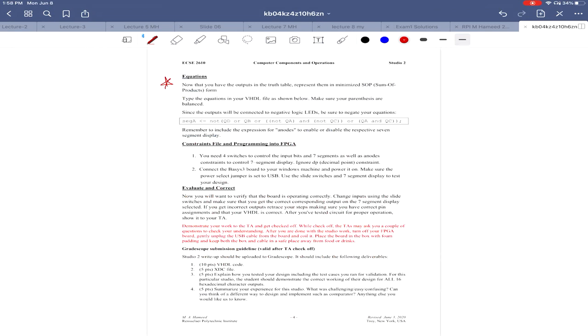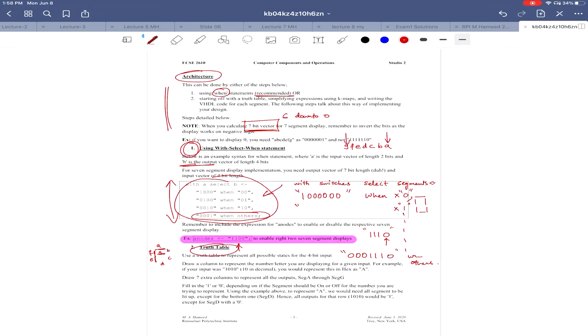So for now, just please ignore these equations. Maybe in a class or two, these equations will start making more sense. It involves the use of simplification strategies that we have not yet learned in class. So for now, I recommend you to use the with, select, when statements.